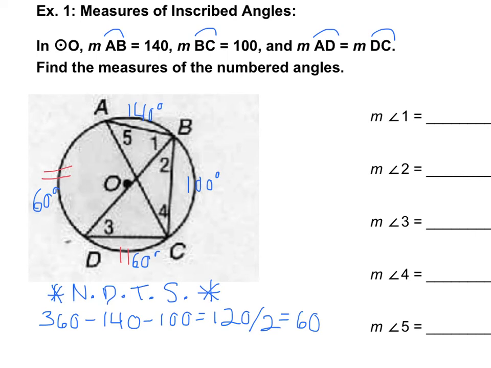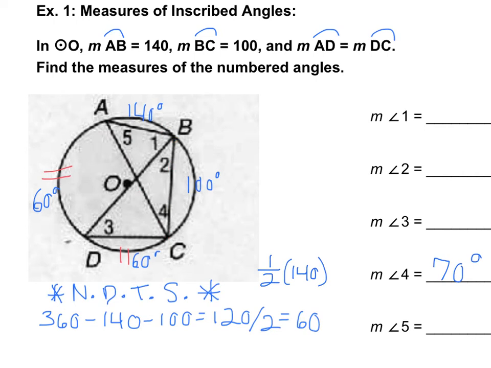So I'm going to start with the first measure that I was given, which was 140 degrees here. And you can see that the angle ACB is inscribed off of that. So this is angle 4, the measure of angle ACB, and we're just going to take half of 140 and very easily, I hope, get that half of that is 70.